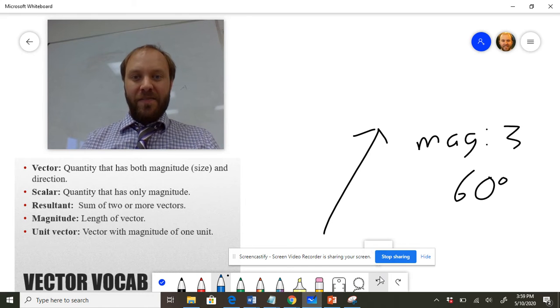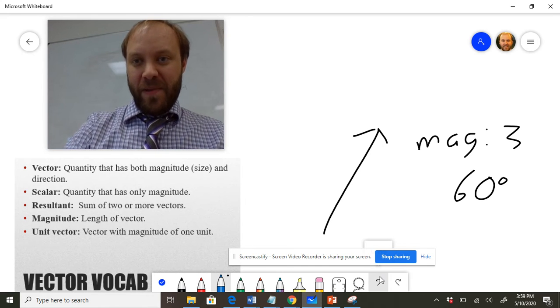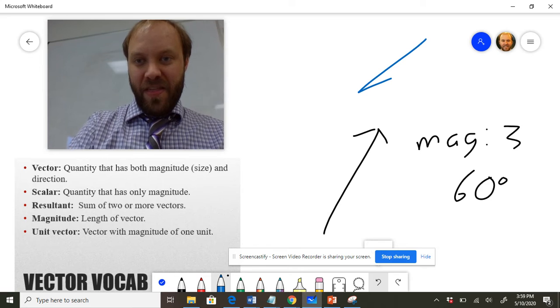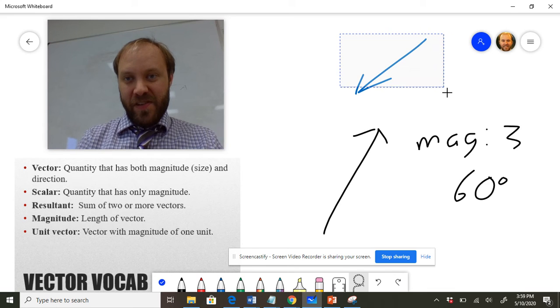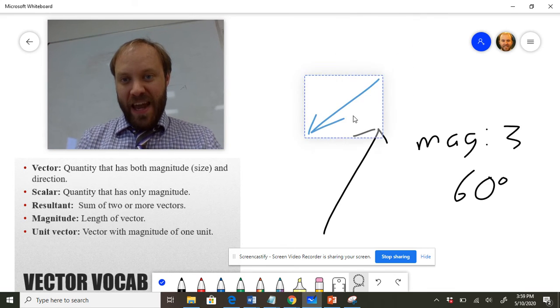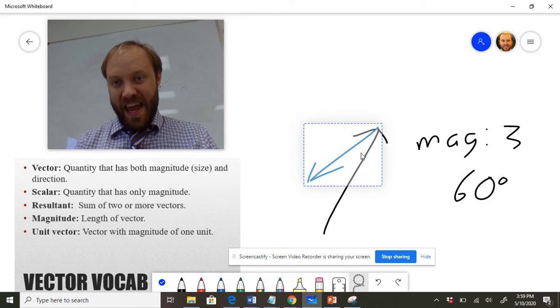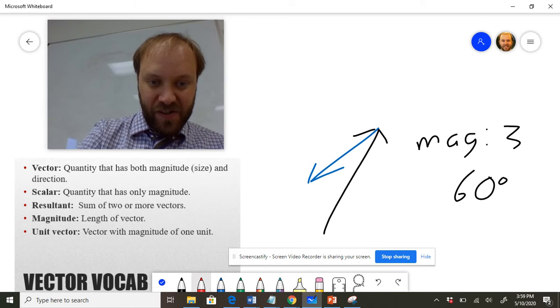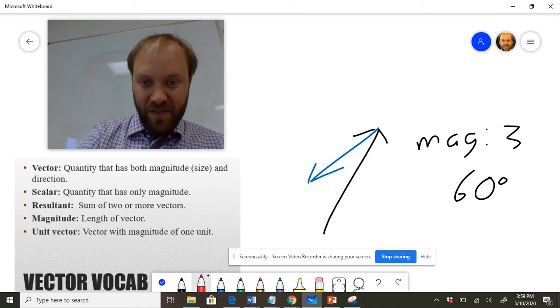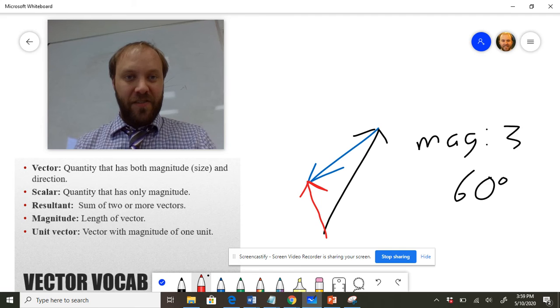If I had a vector that maybe looked like this, and I wanted to add those two vectors, same thing. You can add them head to tail. So you take the tail of one vector and you put it in the position of the head of the other vector. It might look something like that. And the resultant vector, again, goes from the tail of the first vector to the head of the other vector. And that red vector there would end up being the sum of those two vectors.